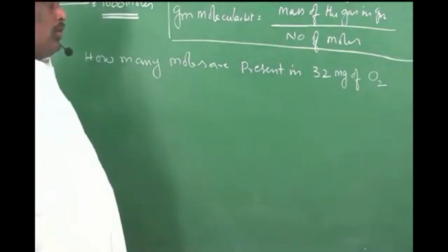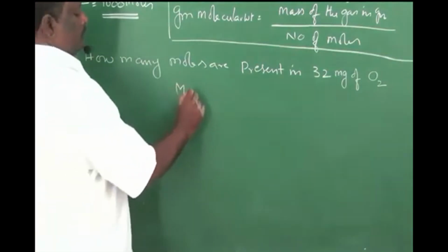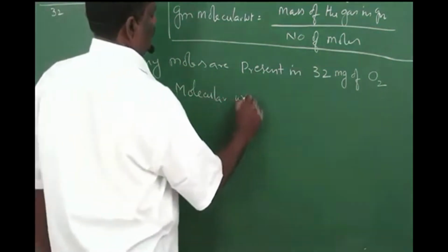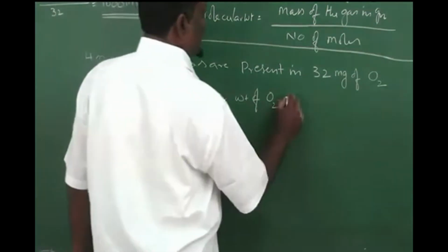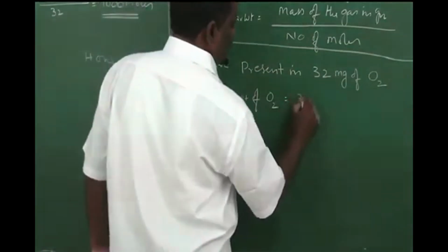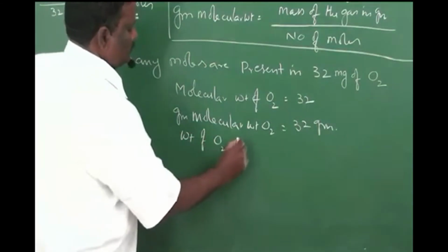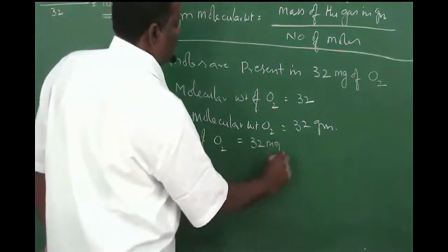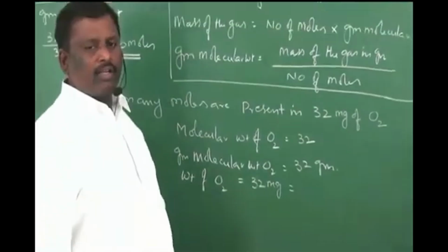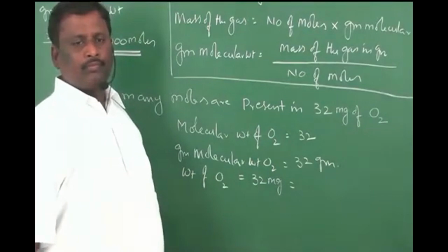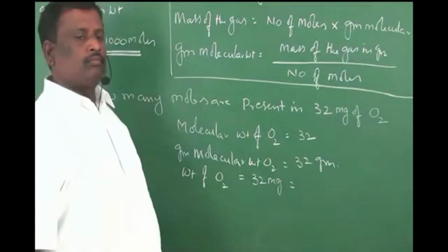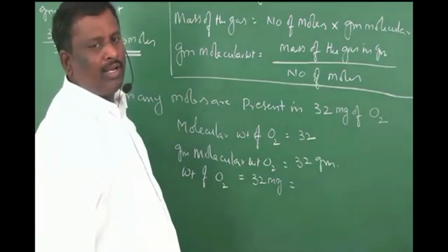Now do this problem. Here also, first, the molecular weight of O2 is equal to 32. Then the gram molecular weight is equal to 32 grams. Then the weight of oxygen is 32 milligrams, so you should convert it into grams. How will you convert milligrams into grams? How many milligrams are there in 1 gram? 1000 milligrams will be equal to 1 gram.